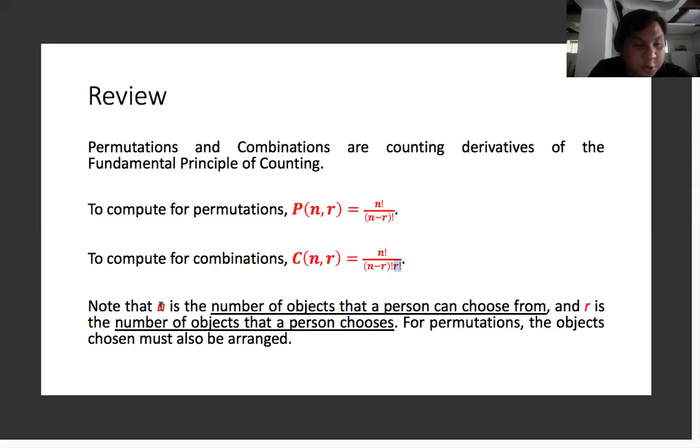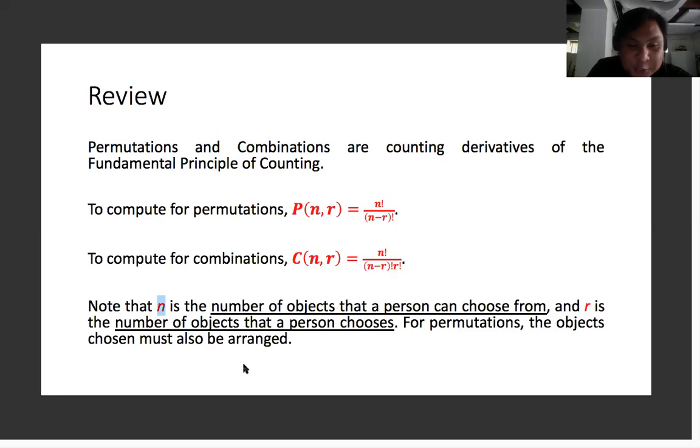Okay, so also note that n is the number of objects that a person can choose from. So this is the total number of objects that a person is able to choose from. And r is the number of objects that a person needs to choose. So the person can choose all of them, in which case it looks more like P of n taken n or C of n taken n. Okay, that's fine. Or if the person does not want to choose all of them, then of course it just reduces to r objects.